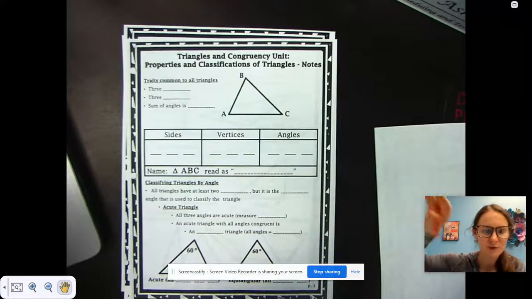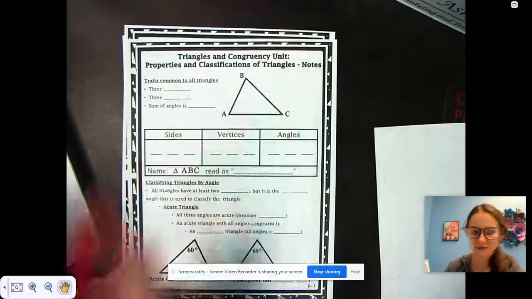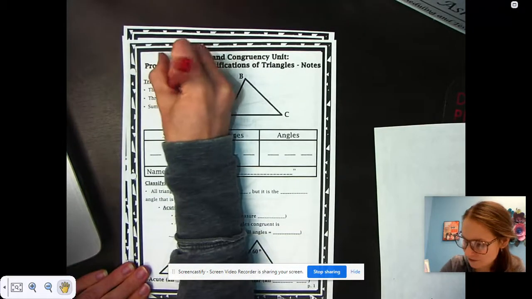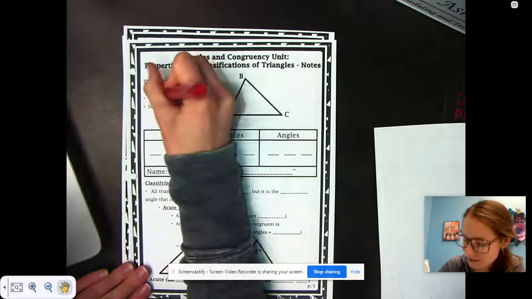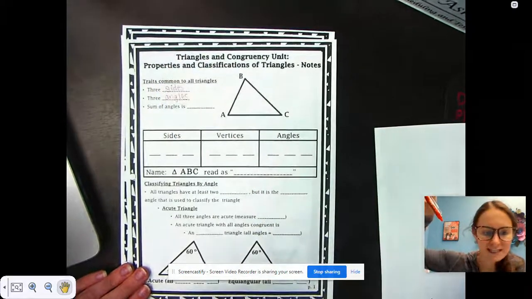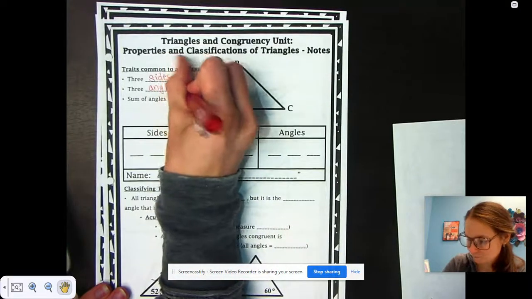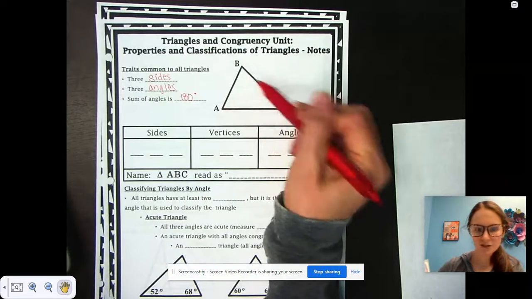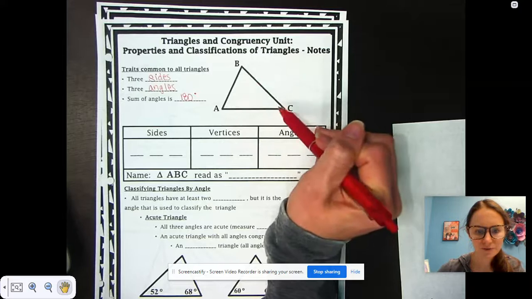So the first thing that we want to look at is that each triangle has three sides. Okay, so we want to write three sides. They have three angles, and the sum of the angles is always going to equal 180 degrees. Okay, so when we look at this, I have one, two, three sides. I have one, two, three angles.